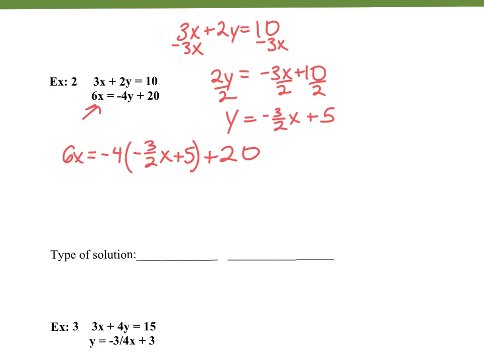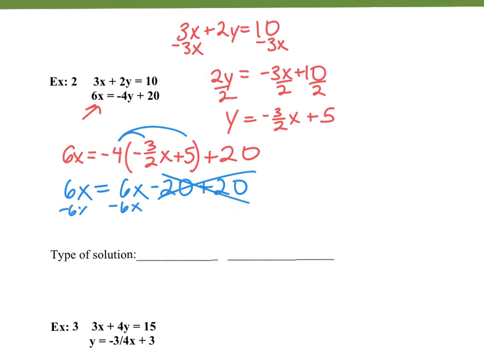What comes first here? Parentheses, negative 4 times negative 3/2. Type that into a calculator. What do you get? 6x equals negative 4 times 5, negative 20. Now what? I'd like terms, so 20 and negative 20 is just going to be 0, so those cancel. Now I've got to get this 6x over. Well, when I do that, it ends up canceling on both sides. I'm just left with 0 equals 0.